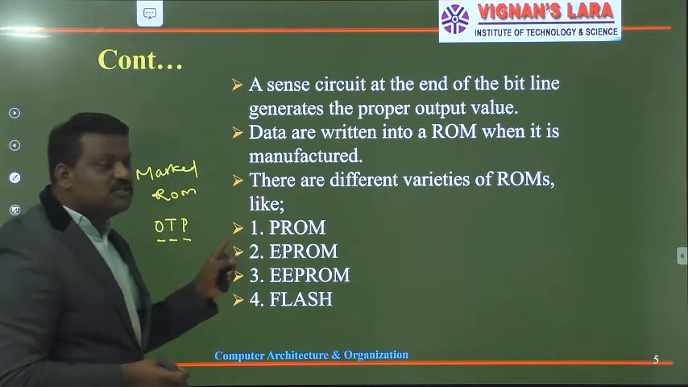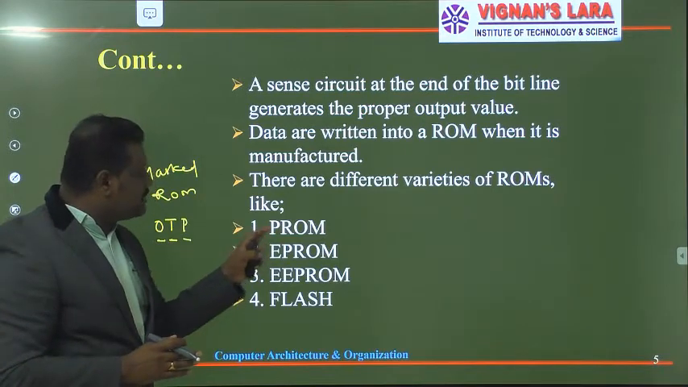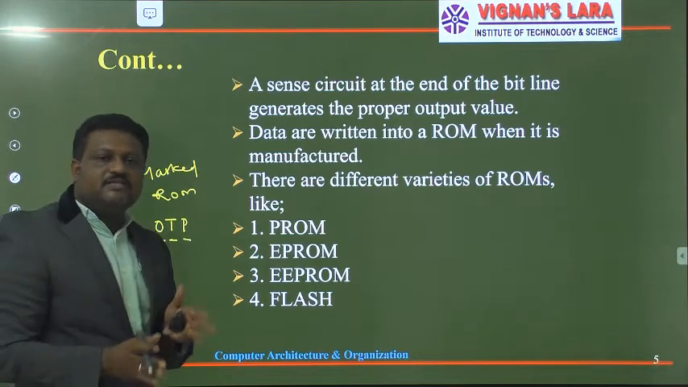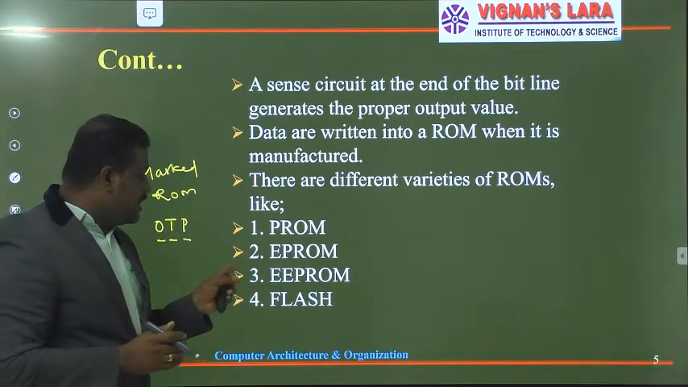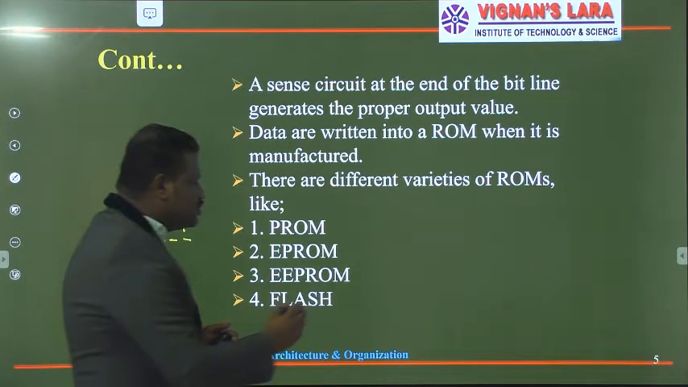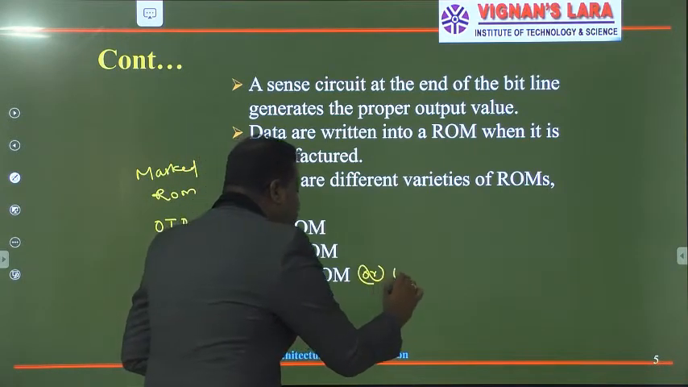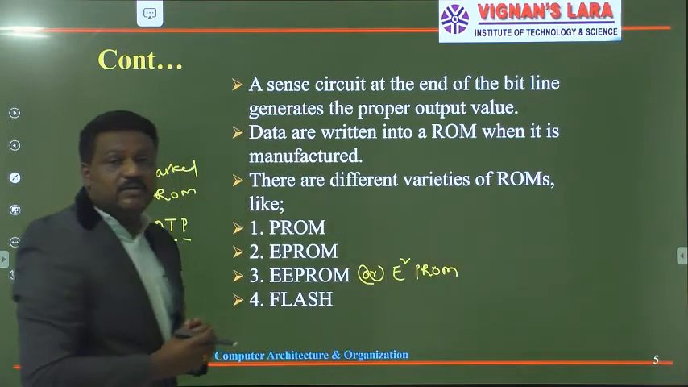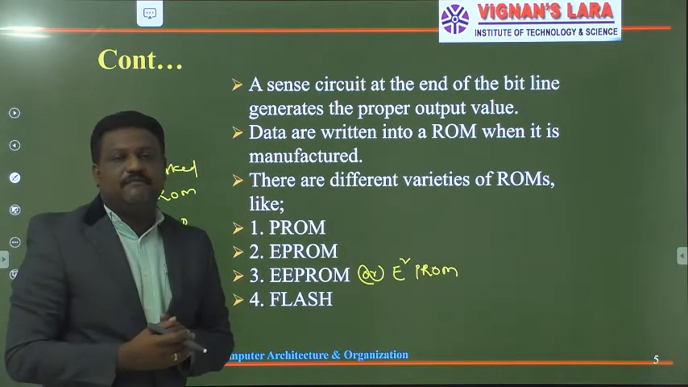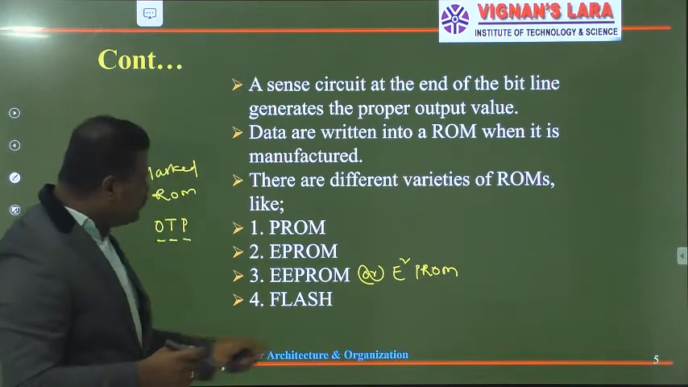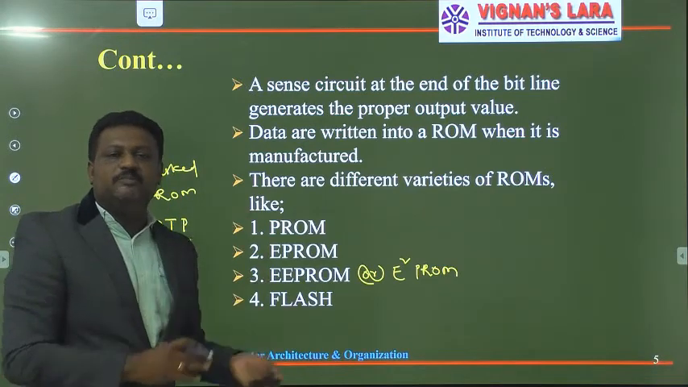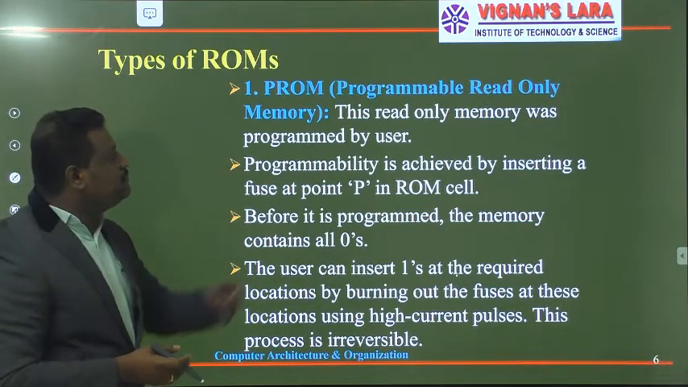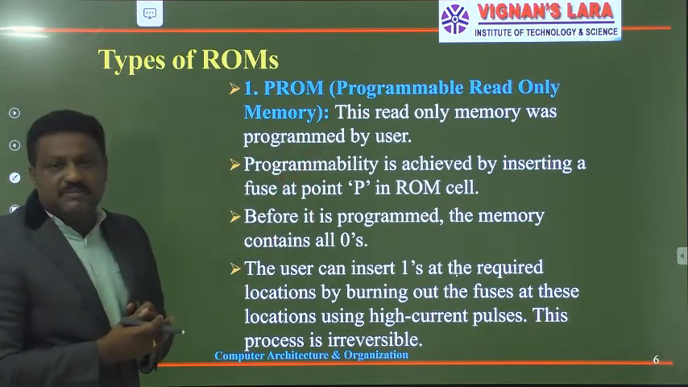In that, the first variety is PROM, programmable read-only memory. The second one is EPROM, erasable programmable read-only memory. The third one is EEPROM, also called E2PROM, that means electrically erasable programmable read-only memory. And the last one is flash memory. Now, we are going to discuss these varieties of read-only memories one after the other. I start with PROM. PROM means programmable read-only memory.